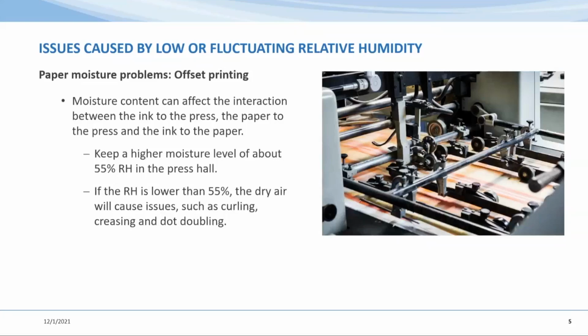Another type of printing would be offset printing. This is where moisture content is equally as important as digital printing, but has different ranges. This is how it really interacts between the ink and the press, and the paper to the press and the ink to the paper, essentially through that transference of ink material onto the paper material. Typically what we've noticed is keeping a higher moisture level of 55% or greater in the pressroom is really what is observed in the industry.